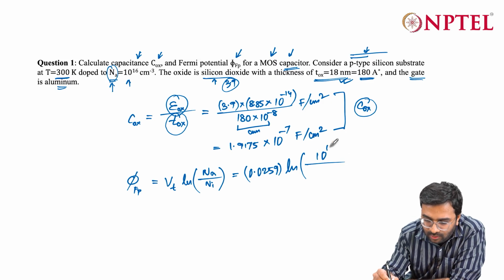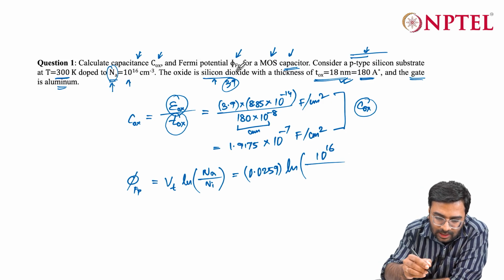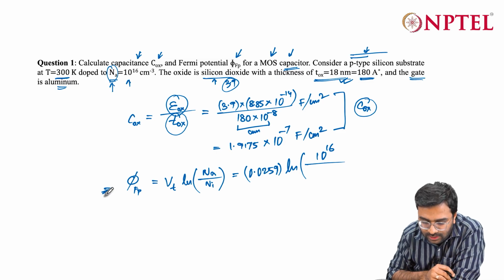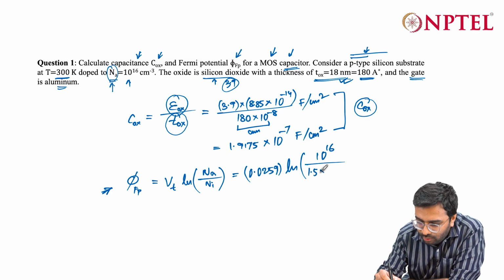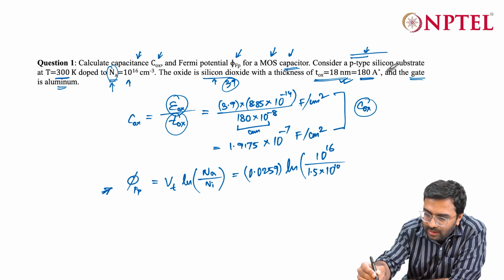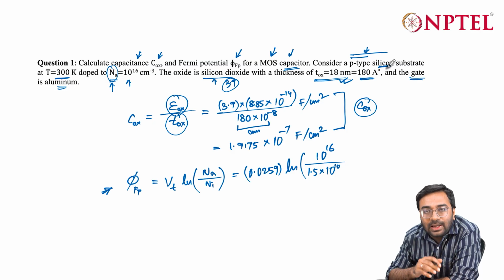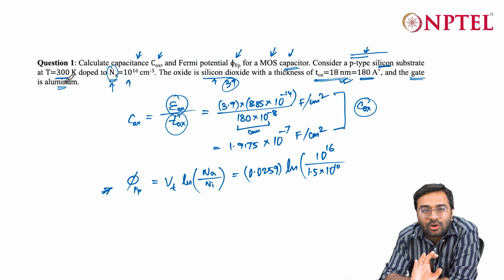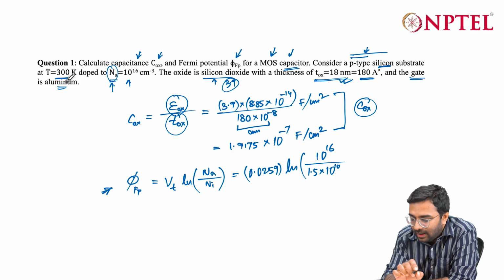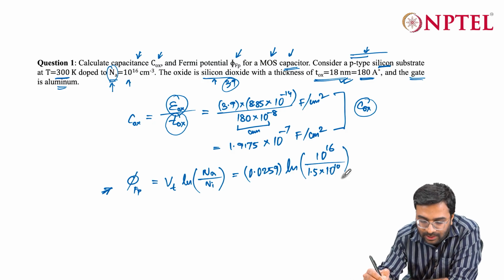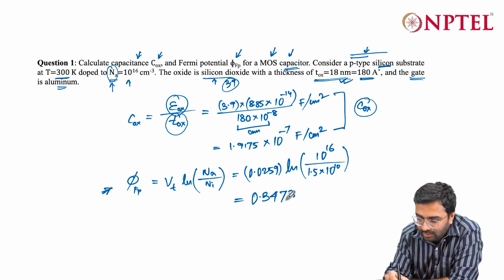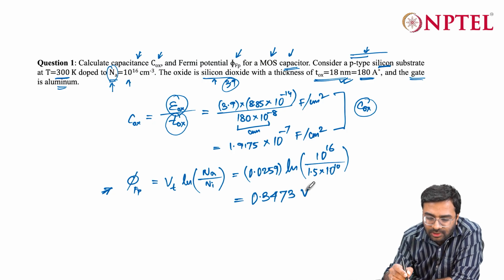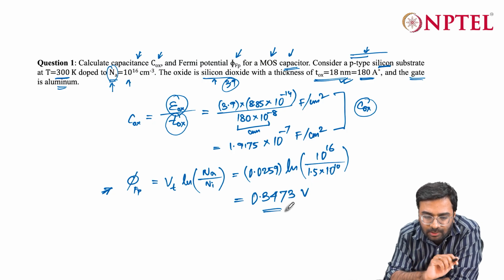So, the value of Na is given for calculating this phi Fp, which is Fermi potential, and then we have the value of Ni, which is 1.5 into 10 to the power 10. When it is written as silicon, the value of Ni at T equal to 300 Kelvin is also sort of known. So, this value also you can keep in your mind, and finally, when you do the calculation, you will get the value 0.3473 volt. So, this is what the Fermi potential.